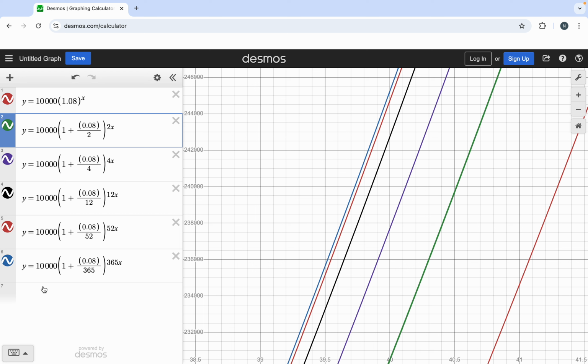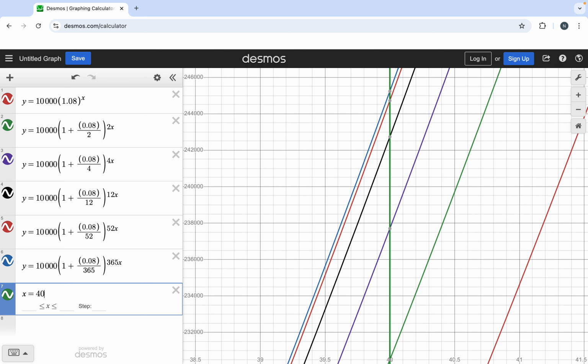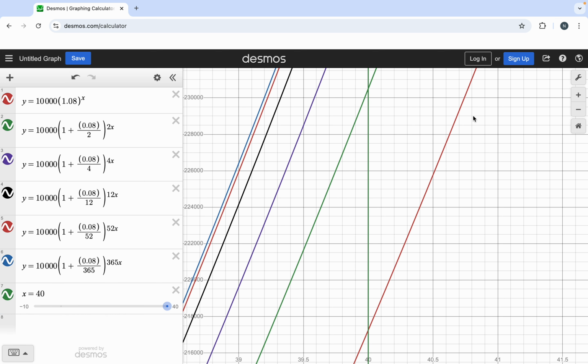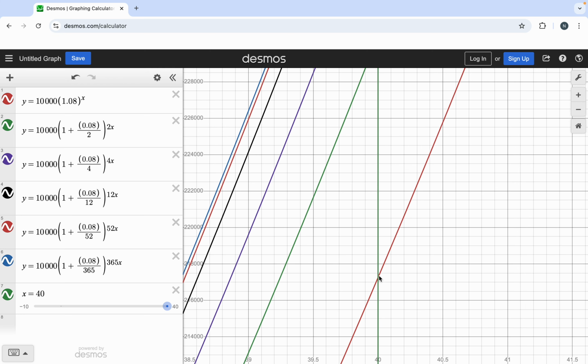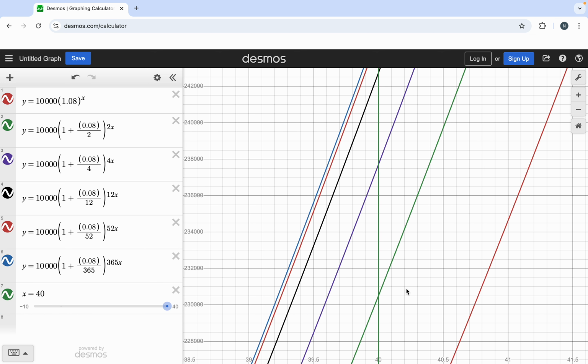So let's do it. X equals 40, and then we can just see them exactly. So at 40 years, if you're compounding annually, that's way down here, I believe, the red. So if you're compounding annually, you have $217,000.